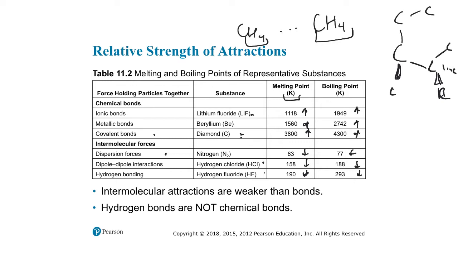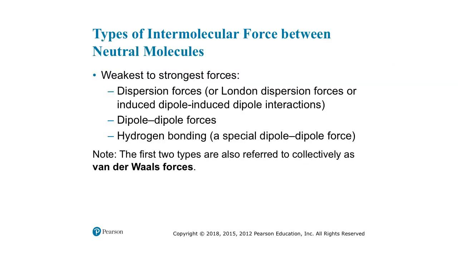HCl and HF are a little bit stronger because we have polar molecules. HF is smaller, so more polar, and so it has a slightly higher boiling point compared to, say, HCl. And then if we compare to LiF, ionic compounds have very high melting points, and then metallic and covalent network compounds also have high melting points.